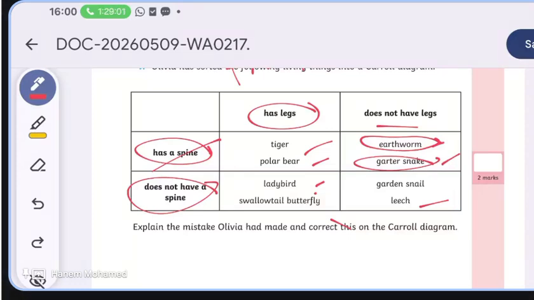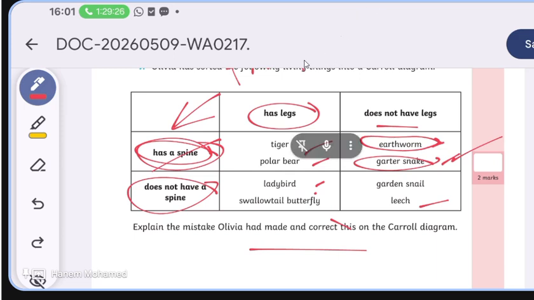So, the mistake is not about the snake. Yes, the snake doesn't have legs, but she put it in the having a spine group, so this is right. But the earthworm, yes, it doesn't have legs, but it has a spine. No. So this is the only mistake that she made. So Olivia has a mistake. What is the mistake? The earthworm, she put it as being a vertebrate or having a spine, which it really doesn't have. So this is the end of this exam about flowering plants, classification of animals, and everything you studied in year 3, 4, 5, and 6.